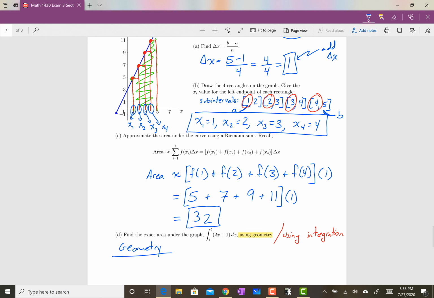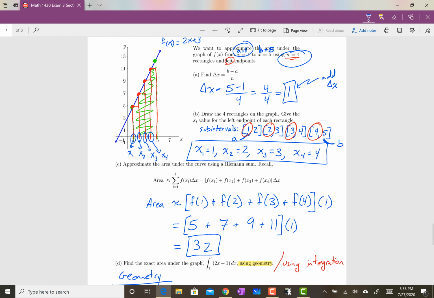All right, if we come up here, we're looking for the exact area now. I'm going to go ahead and erase what I've drawn on our graph. Okay, let's erase all the extras. What is the geometry that we are looking at here? I guess I can erase that too. Well, we're still going in between x equals 1 and x equals 5. So if we look at the geometry shape here, we have a trapezoid.